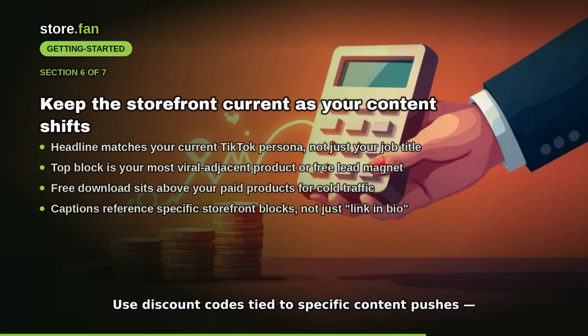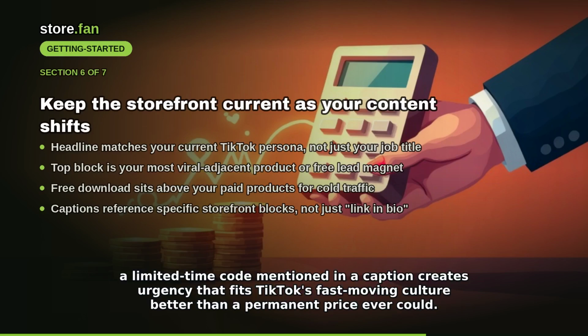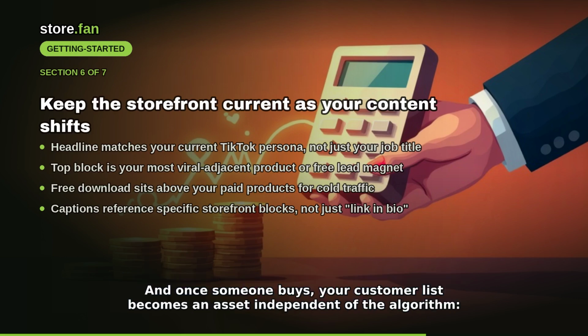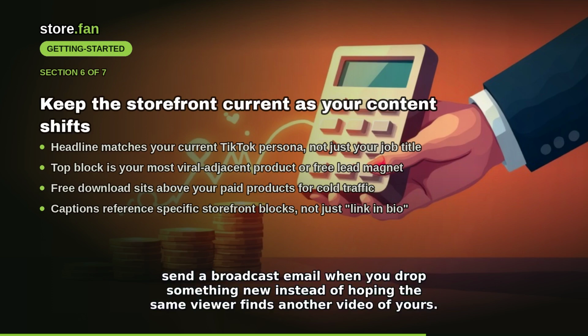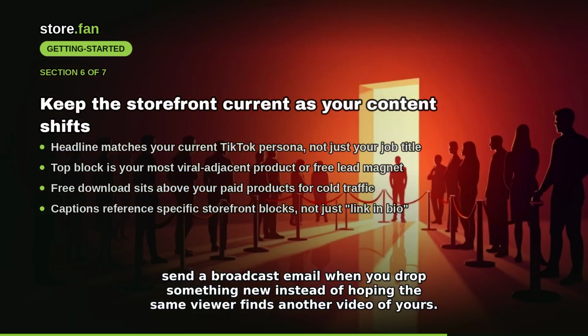Use discount codes tied to specific content pushes. A limited time code mentioned in a caption creates urgency that fits TikTok's fast-moving culture better than a permanent price ever could. And once someone buys, your customer list becomes an asset independent of the algorithm. Send a broadcast email when you drop something new, instead of hoping the same viewer finds another video of yours.